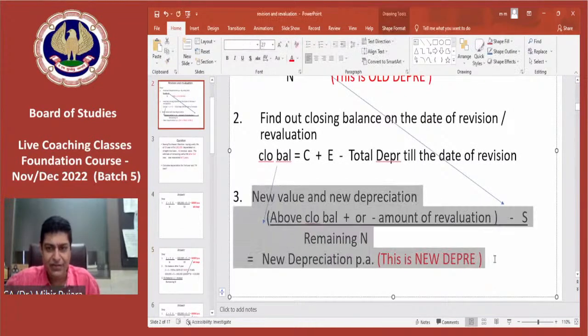New value and new depre. So the above closing balance plus or minus revaluation, if any, minus S, divided by remaining N. Remember, here we are not changing the value. The value will remain the same. Only you have to decide after 3 years how many years are remaining. Please do it, guys.